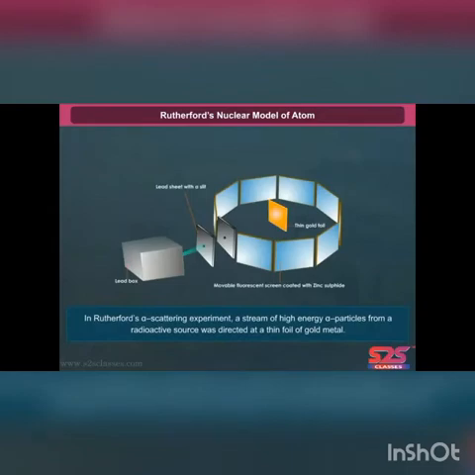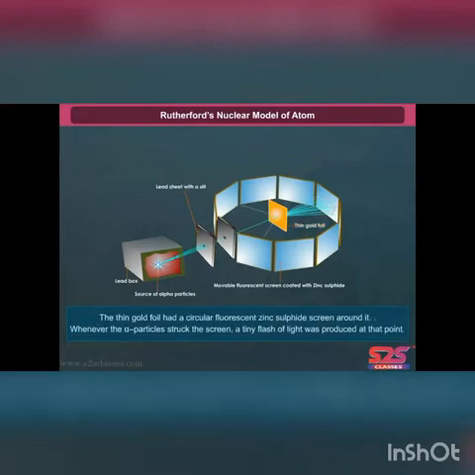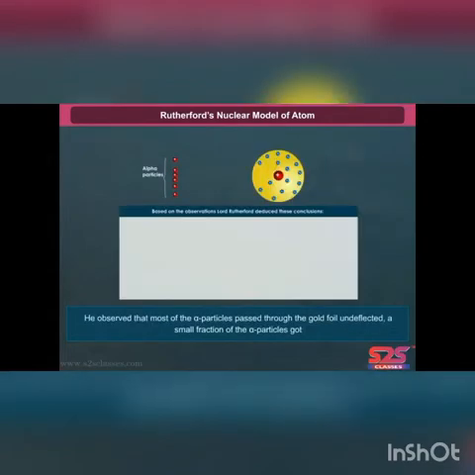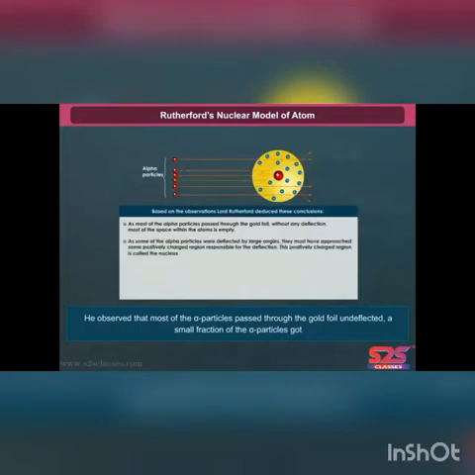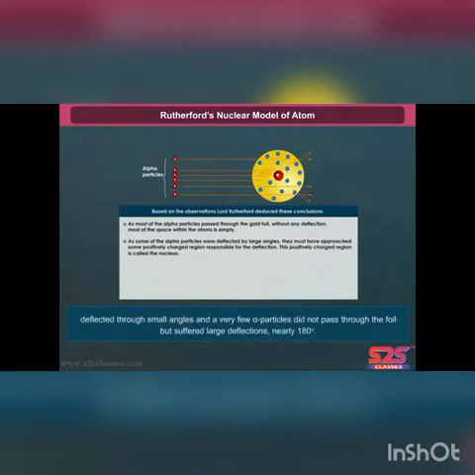Rutherford's nuclear model of atom. In Rutherford's alpha scattering experiment, a stream of high-energy alpha particles from a radioactive source was directed to a thin foil of gold metal. The thin gold foil had a circular fluorescent zinc sulfide screen around it. Whenever the alpha particles struck the screen, a tiny flash of light was produced at that point. He observed that most of the alpha particles passed through the gold foil undeflected. A small fraction of the alpha particles got deflected through small angles, and a very few alpha particles did not pass through the foil but suffered large deflections, nearly 180 degrees.